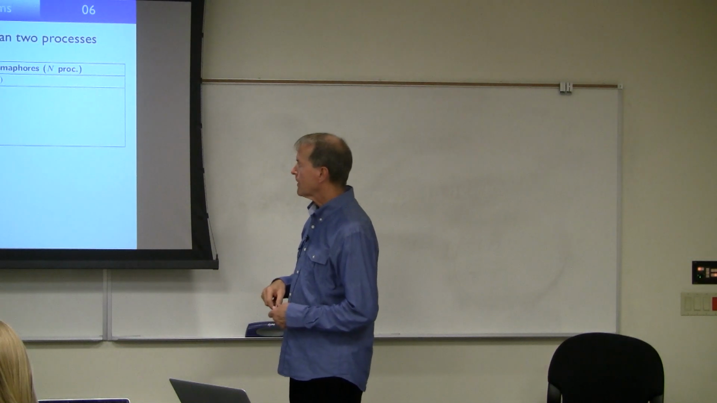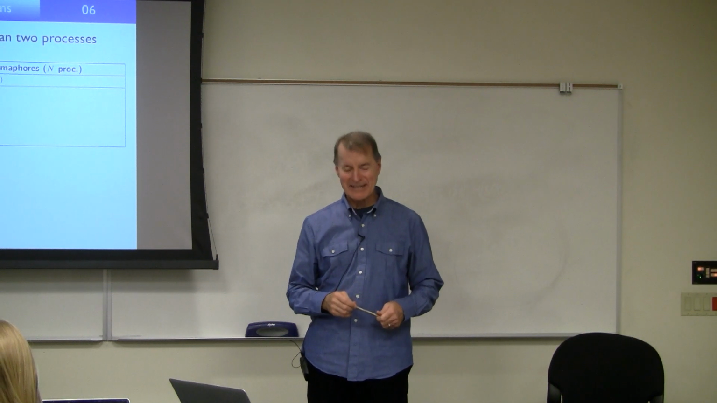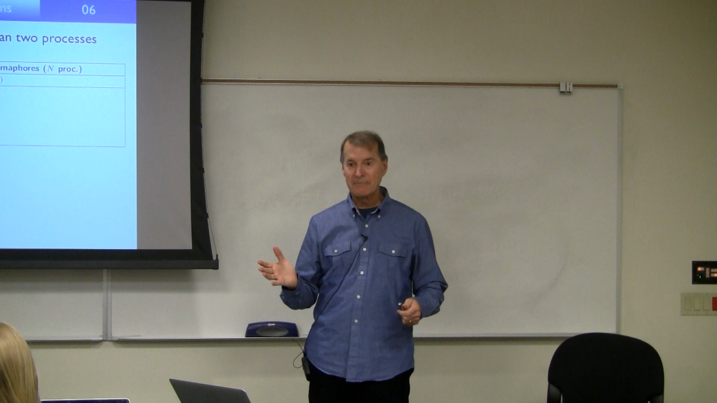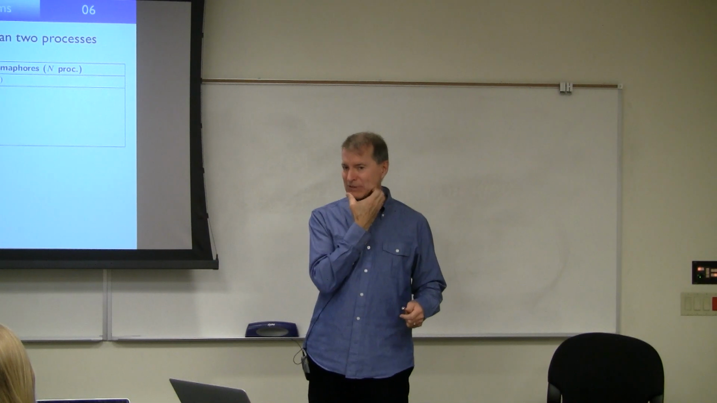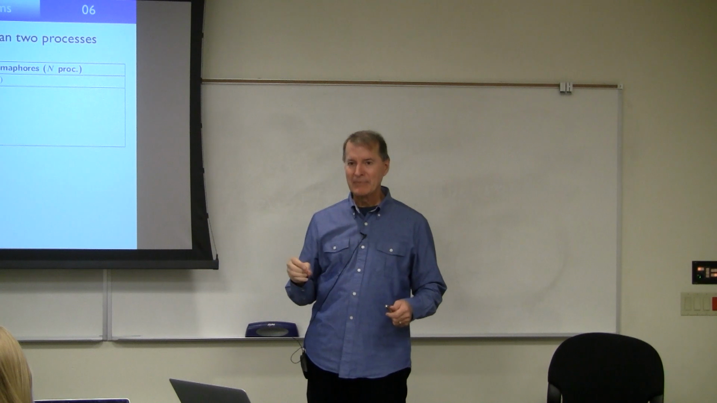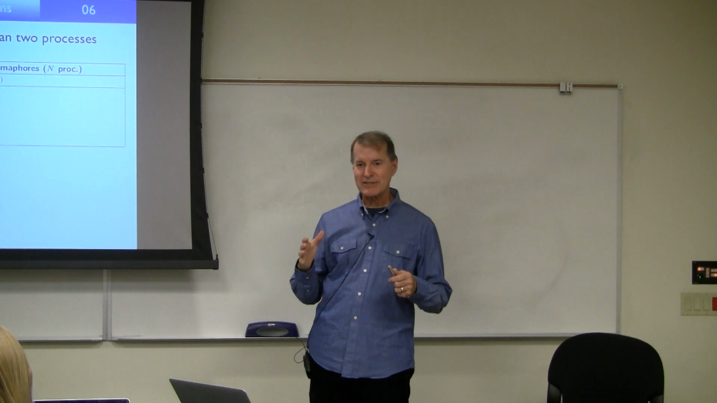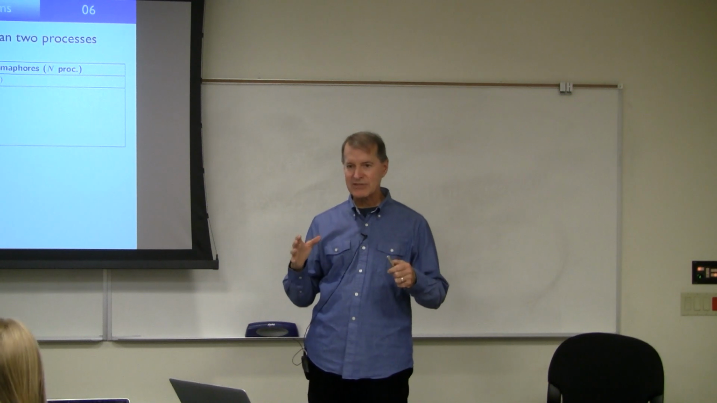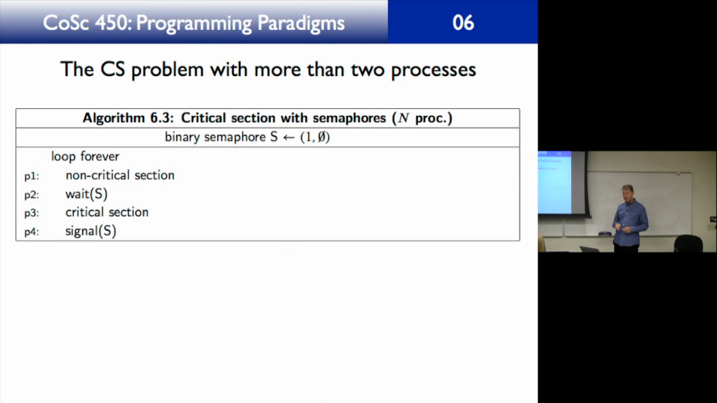All right. Now, you asked the other day about what about more than one process? What about more than two processes? And I kind of put you off a little bit. I didn't answer that completely, but it would be very difficult to generalize Dekker's algorithm for more than two processes. Okay, and there are software solutions that do that. But look at this. Look at algorithm 6.3. This is the critical section problem with semaphores with any number of processes, namely capital N processes.